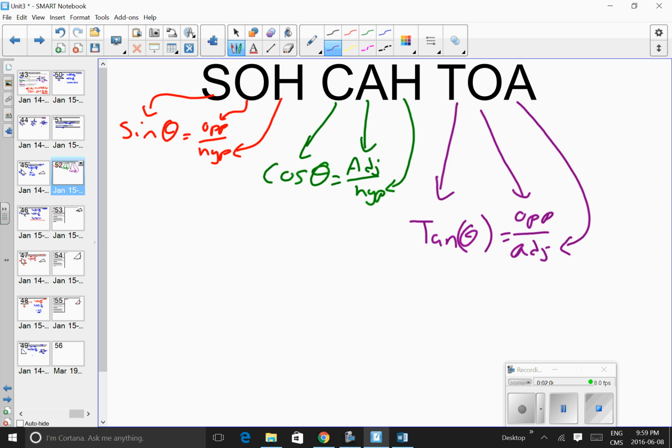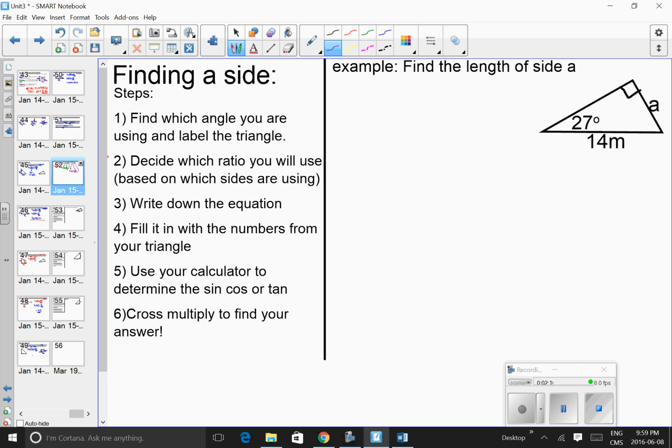Alrighty, let's talk about using these formulas, and I'm going to do 3 examples. So the first, finding a side. Now I have all these nice steps labeled out, and if you follow these steps, they will work every single time. Alright, so we're finding a side. In this example, we're looking for side A. That is this side right here.